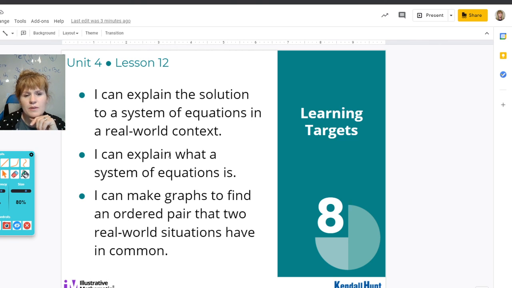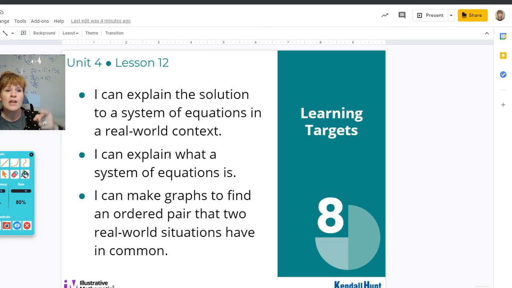Okay, next learning target. I can explain what a system of equations is. So how do you feel about that? Can you explain that? We answered that on the previous question. Try to remember what you learned. And the last learning target. I can make graphs to find an ordered pair that 2 real-world situations have in common. So that's where the lines intersect.